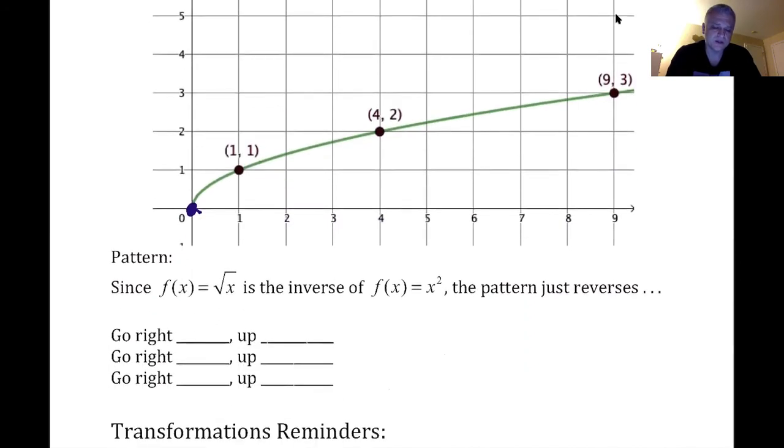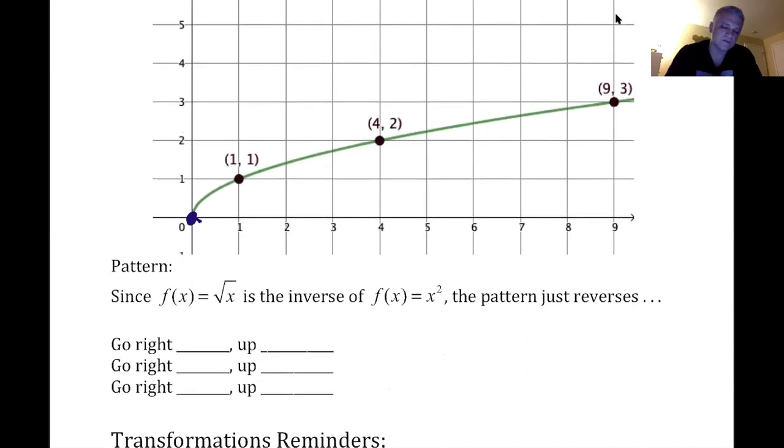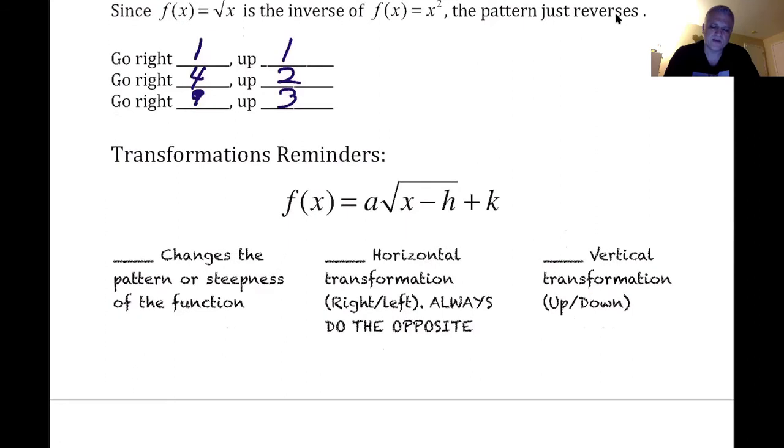So let's write those steps down here. Once you get your starting point, we're going to go right 1, and then up the square root of 1, which is 1. Then we're going to go right 4, and then the square root of 4 is 2, so we go up 2 for the parent function. We go right 9, and then we go up the square root of 9, which is 3. Okay. All right, transformation reminders.